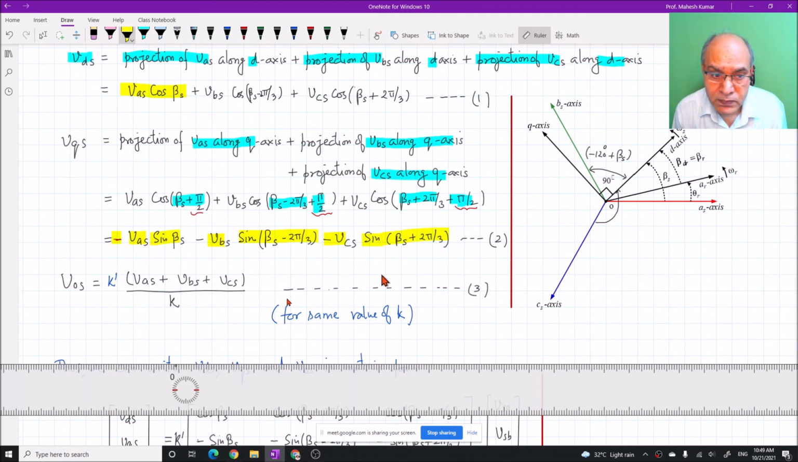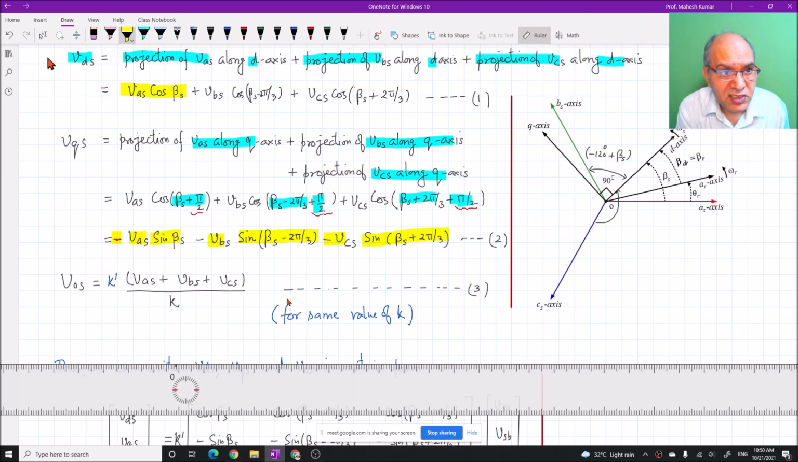And the zero sequence component can be taken from the concept of symmetrical components, where we define the zero sequence component as the sum of BA, BB, BC divided by either root 3 or 3. That depends upon the unitary or constant energy transformation.